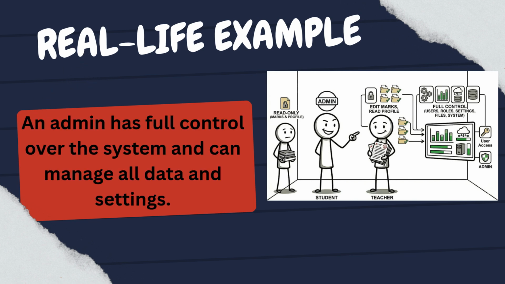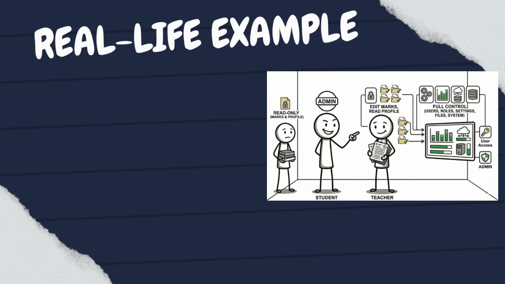An admin has full control over the system. The admin can manage users, roles, and permissions. This clearly shows how RBAC works in real life. Different roles have different levels of access.